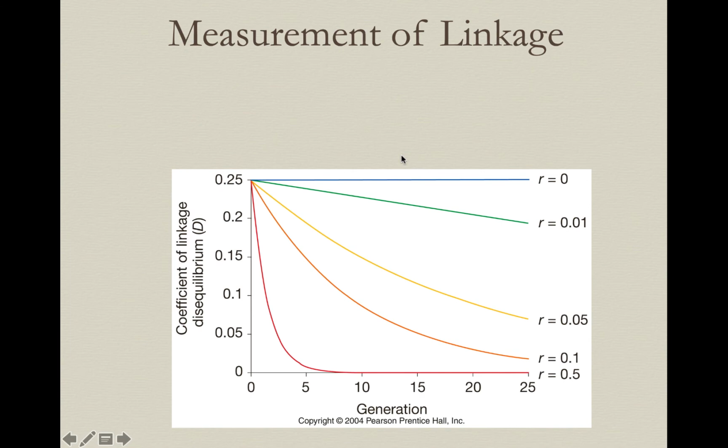And graphically, this is shown here. Again, if R is 0, and we start off with a coefficient of linkage disequilibrium being 0.25, it's not going to change. It's just going to go straight across. If R is even a little bit, a 1% chance of recombination occurring, it doesn't take many generations to drop a considerable amount. But when we have R at its maximum of 0.5, it really doesn't take many generations before you get to complete linkage equilibrium.